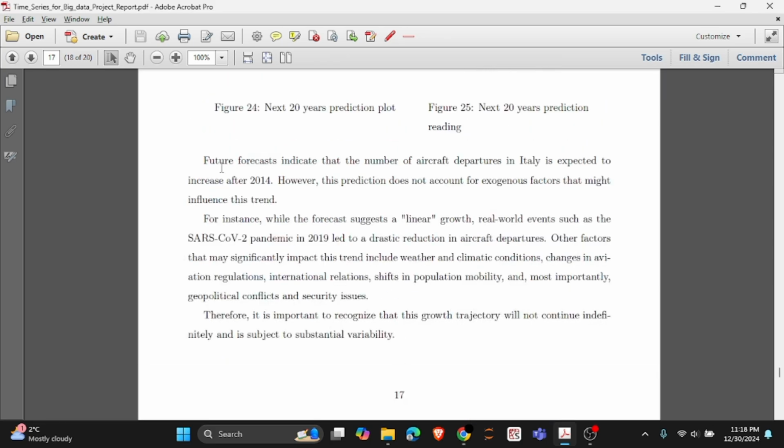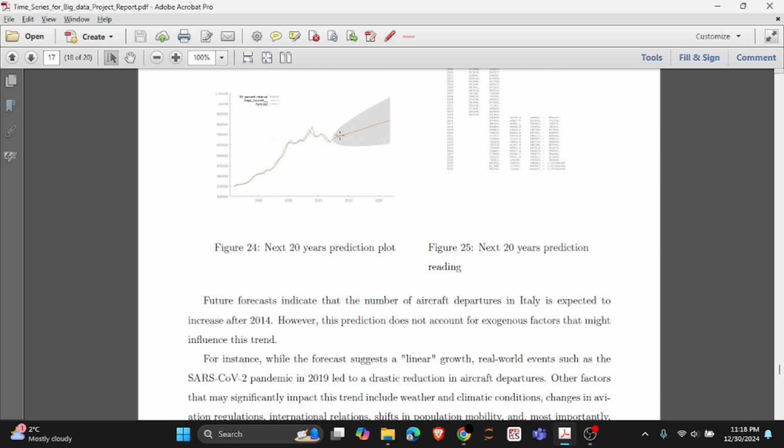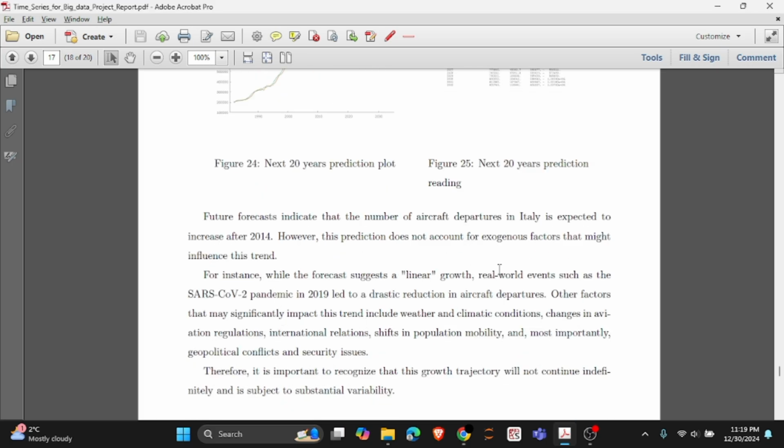So the future forecast indicates the number of aircraft departures in Italy is expected to increase after 2014. We can see that after 2014 there is an increase, and the trend is increasing. However, this prediction does not account for exogenous factors that might influence the trend. For instance, while the forecast suggests linear growth, real-world events such as the COVID-19 pandemic that happened in 2019 led to a drastic reduction in aircraft departures.